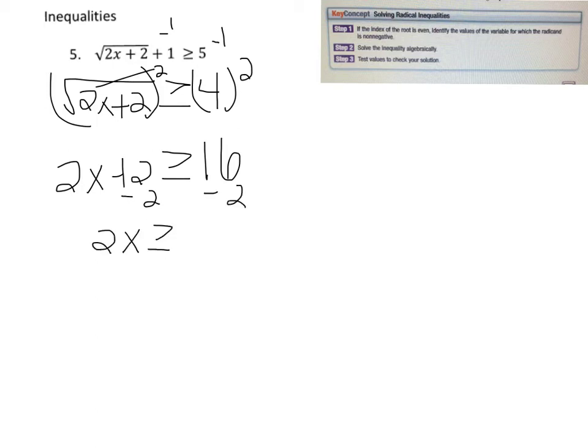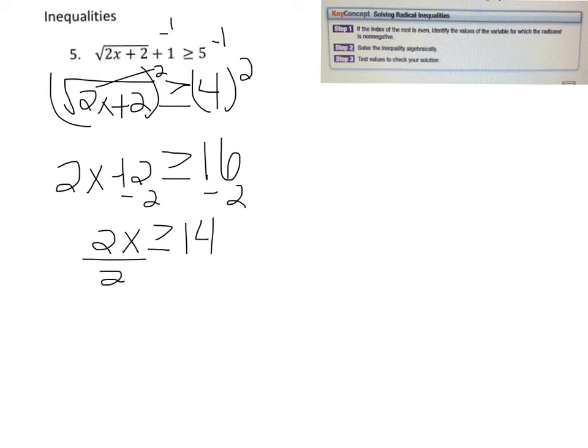So let's solve this. First step, we're going to subtract 1 over. So I have the square root of 2x + 2 is greater than or equal to 4. My next step, like always, is to square so I can get rid of the square root. That cancels, so I'm left with 2x + 2 is greater than or equal to 4 squared, which is 16. I want to subtract 2, and I'm left with 2x is greater than or equal to 16 minus 2, which is 14.